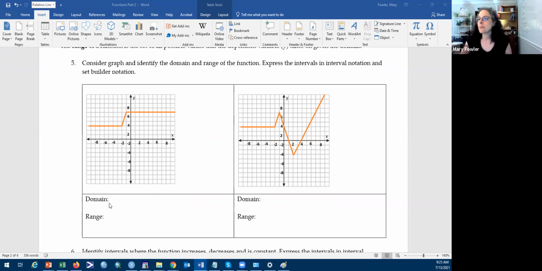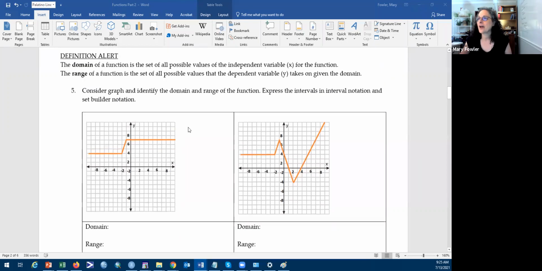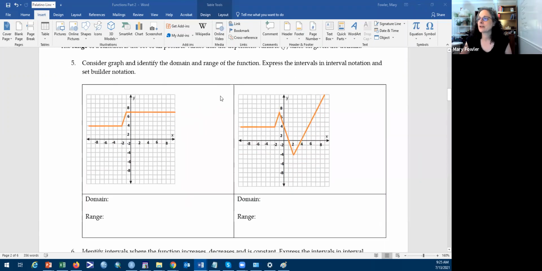So the domain is the set of all possible x values that the function takes on. In this case, it looks as if the function is taking on all real numbers. So we'll go ahead and express that.